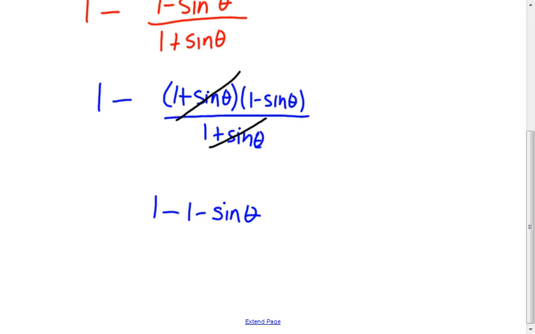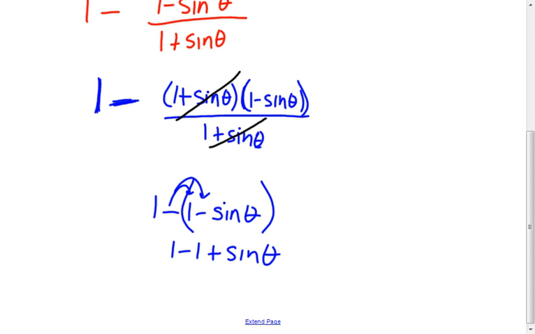Here's what people did wrong. You are taking 1 minus this quantity, okay? You have to subtract the quantity. And when you subtract that quantity, you can't just subtract the 1. You have to subtract 1, and you have to subtract negative sine. So you need to think about distributing that negative through so that you have 1 minus 1 plus sine. And then the 1 minus 1 obviously makes 0. And you end up with sine, which is what you need to end up with. So, really common mistakes there.